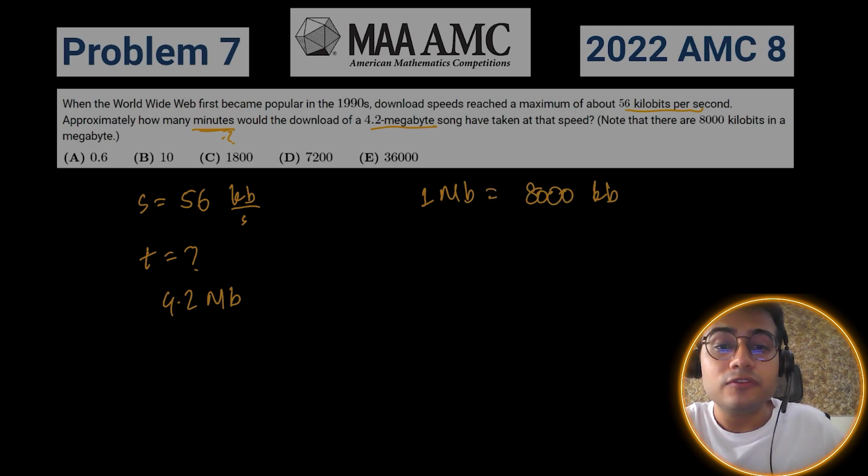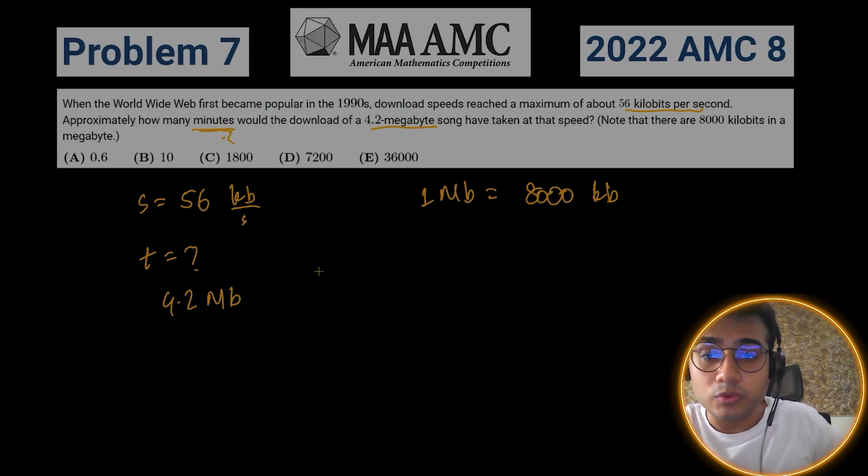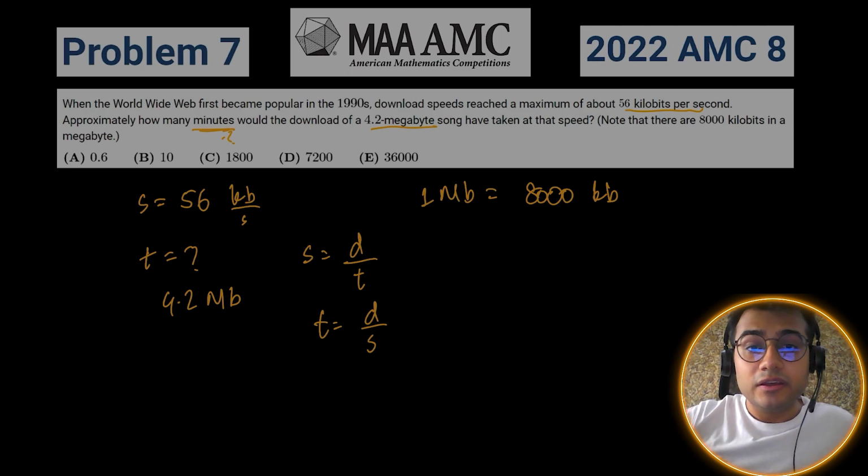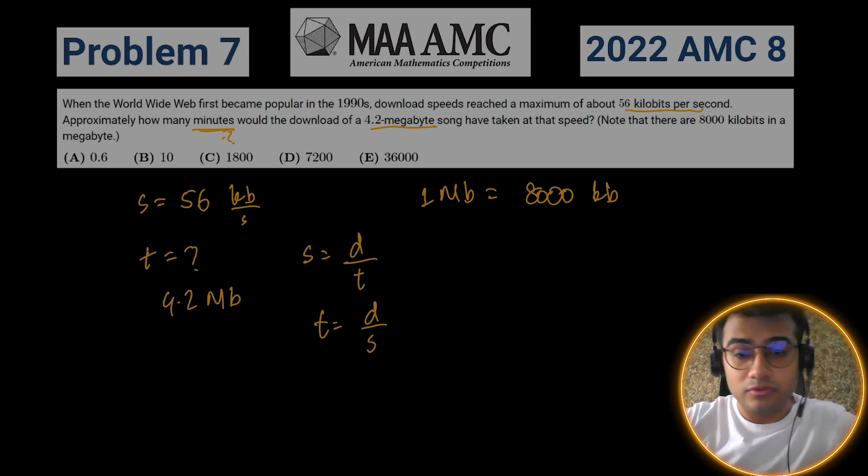So what would be the first thing we do? First of all, we need to understand the relation between these quantities. We know that speed is equal to the amount of data divided by the time it takes, right? So if you want to find the time, time would be equal to the amount of data divided by the speed. So you have to take the total amount of data you need to download and divide that by the speed of download.